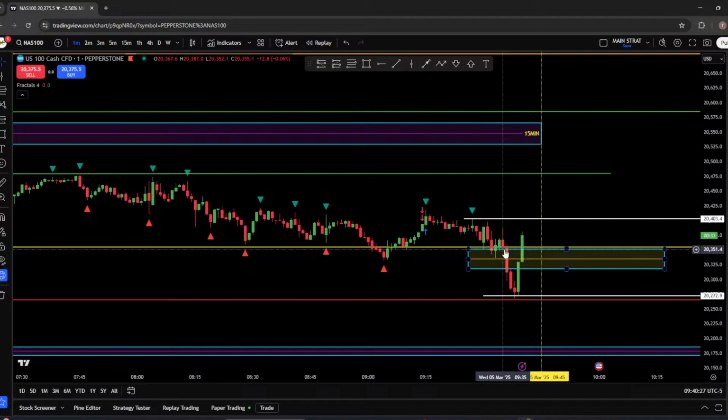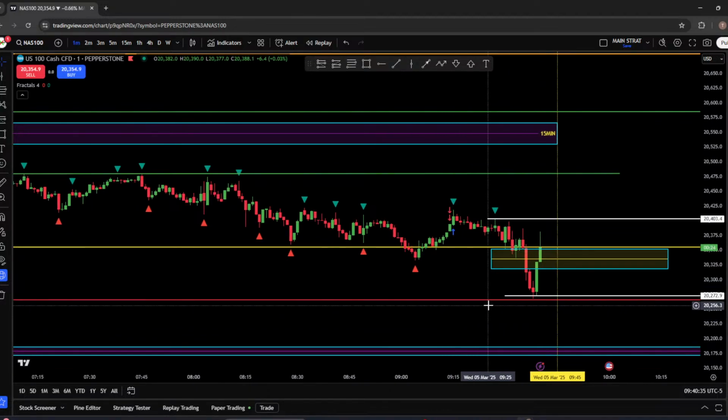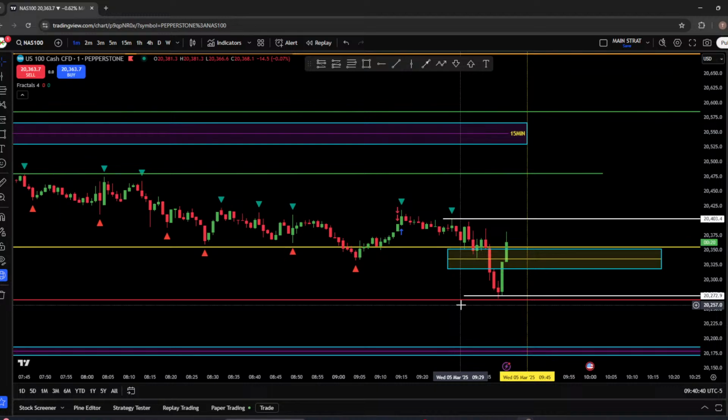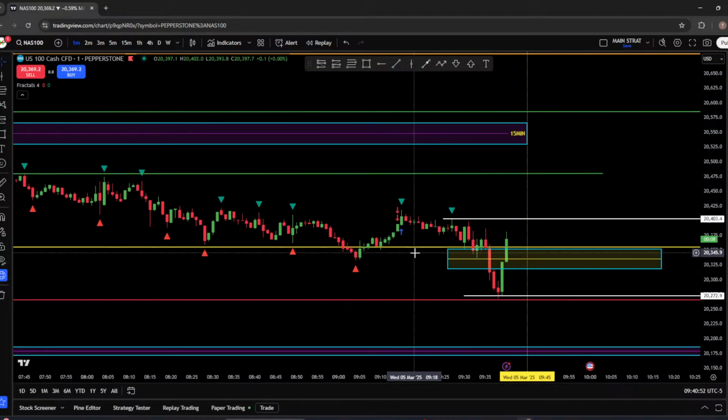Yeah, if it had stopped here and come back, we could definitely take a short off that, but because we just took out that sell side, now we can actually look for reversals. We're at a tricky area in the morning right now where you have to be careful because of where it's at.